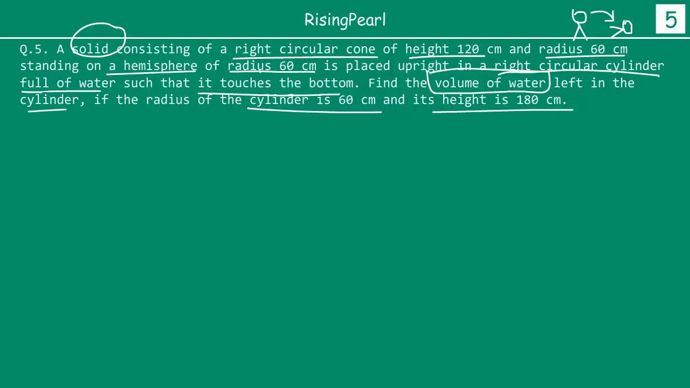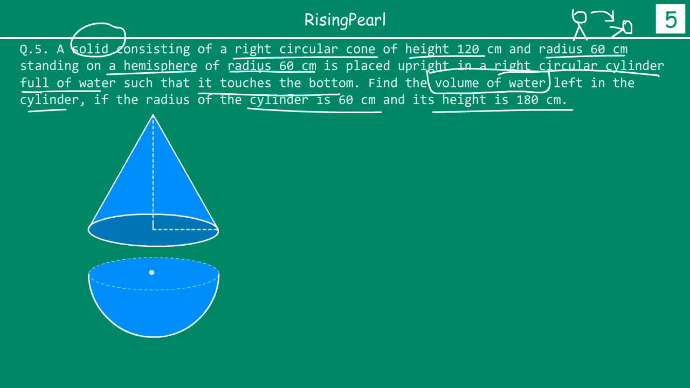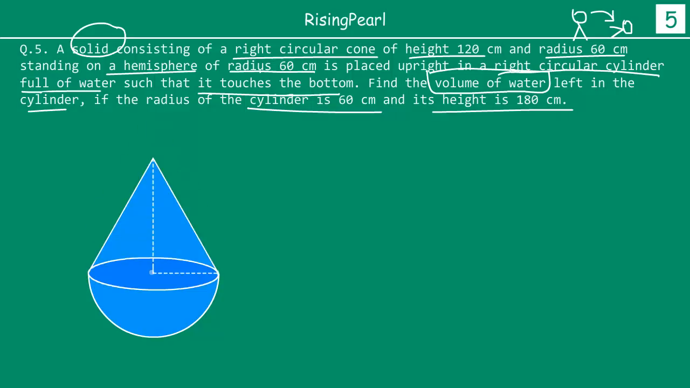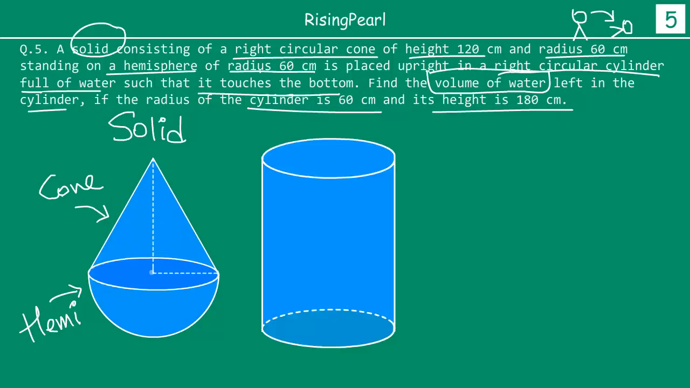So let's first draw our cone. Here we have the cone, the top part, and the bottom part is the hemisphere, and we join them. So this is our solid. This is the cone, and this is our hemisphere. In short, I'll just write it like this. So this is our solid.